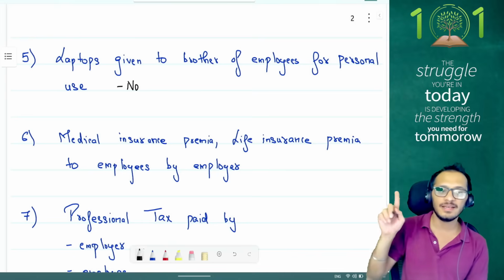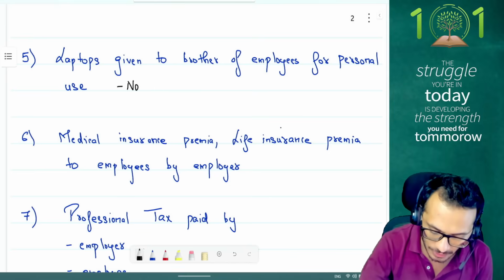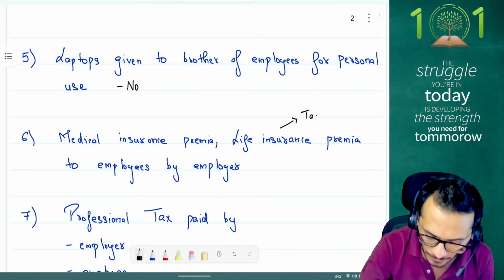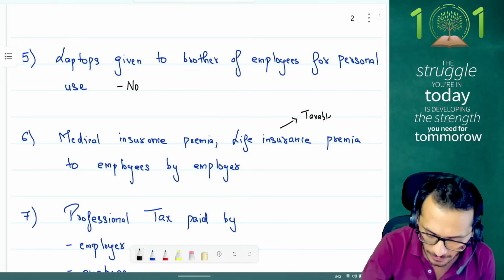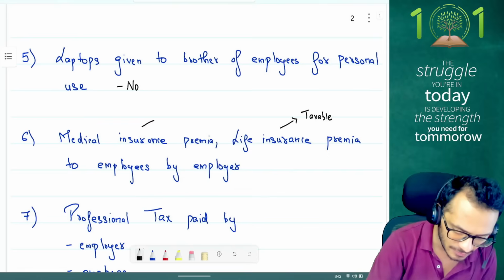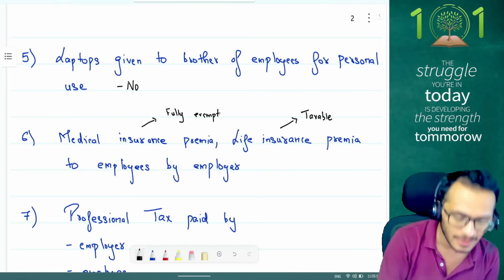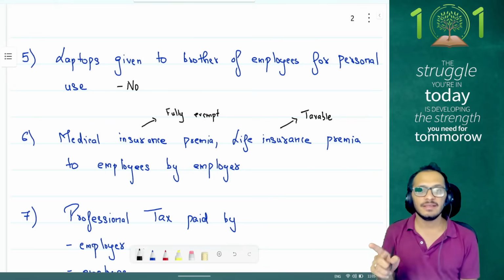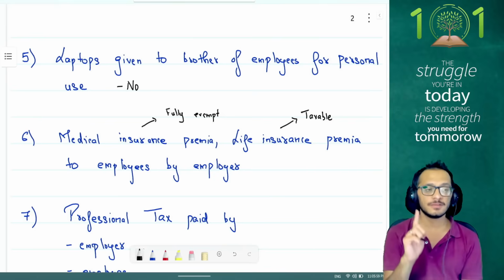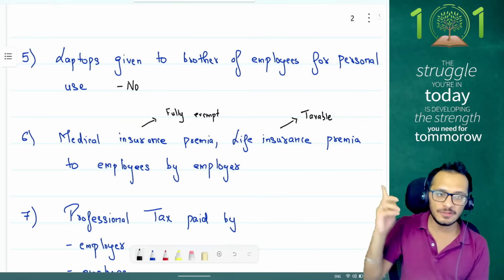Next, medical insurance premium or life insurance premium is given to employees by the employer. If the employer is giving life insurance premium, life insurance is fully taxable. Medical insurance becomes fully exempt. Yes, that is what we would have learned, people, when it comes to medical items. You would have learned it is insurance of health which is fully exempted. Insurance of life is fully taxable.